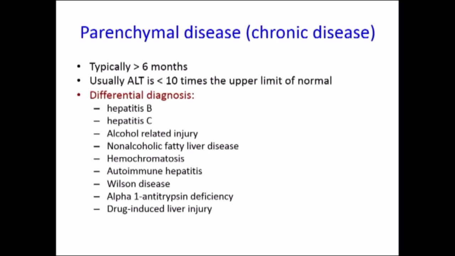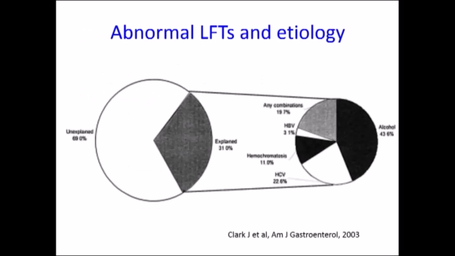And viral hepatitis, alcohol, and non-alcoholic fatty liver disease account for 90% of chronic liver enzyme elevation. And then you have a potpourri of some of these other things that are less common: hemochromatosis, autoimmune disease, Wilson disease, alpha-1, drug-induced liver injury. If you look at abnormal LFTs and their etiology, we see that roughly about a third are easily explained, and most of that is due to viral hepatitis and alcohol.